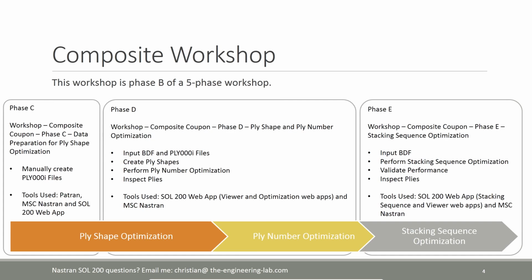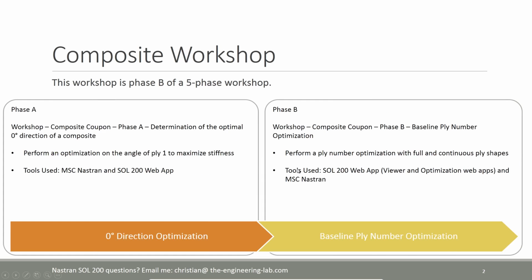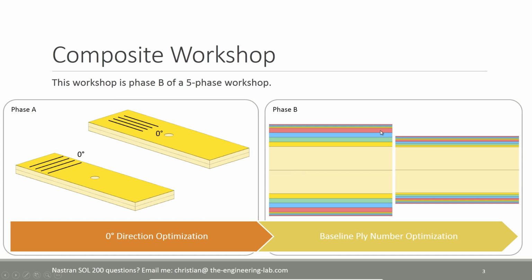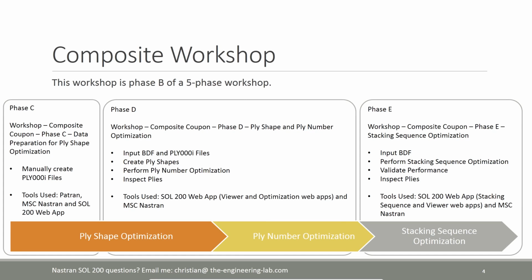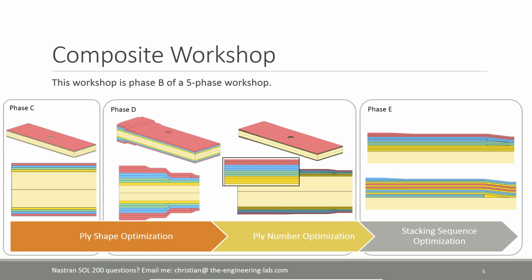Now, here we're going to be assuming we're dealing with fully continuous plies. We're not going to be using ply drop-offs yet in this composite workshop. We will consider ply drop-offs in phase D of this workshop. So again, today you're dealing with phase B, which uses fully continuous plies. But in phase D, that's where you can start introducing ply drop-offs.